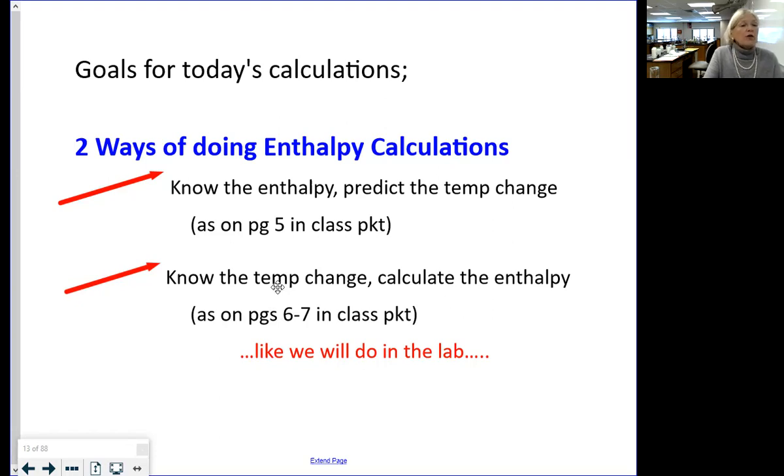I'm going to know the temperature change because I'm collecting it in a lab-like experience. And from that temperature change of watching a chemical dissolve in water, I'm going to be able to calculate the enthalpy of the solution. These are two enthalpies that we will not have been given in our resources, but we'll calculate them from lab data.